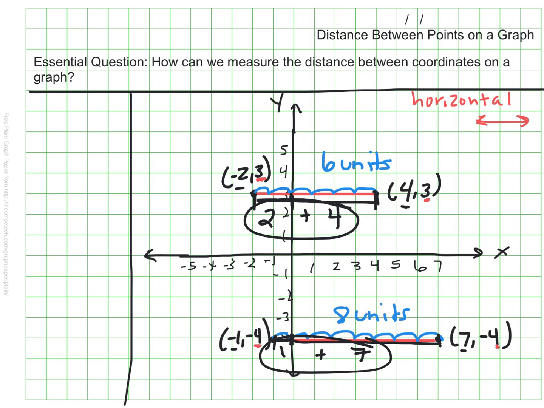Essentially, if the coordinates are in different quadrants and the y coordinates are the same, I've just taken the absolute value of both of the x coordinates and added them together. So the absolute value of -2 was 2, plus the absolute value of 4 is why we know it is 6 units apart.